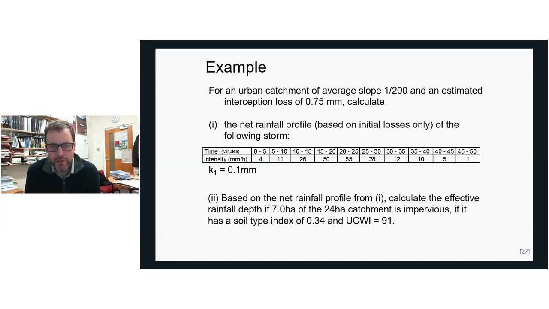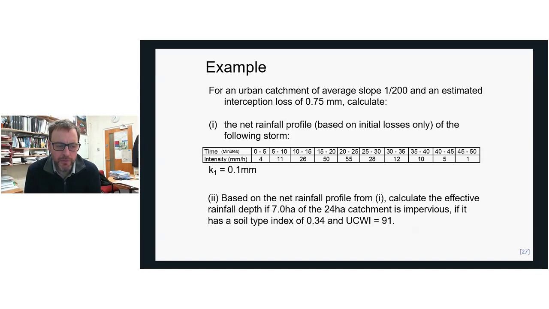If you remember back from a few slides ago, it enables us to calculate the depression storage. Okay, so the first stage of this question is to jot down the time and intensity in 2 vertical columns. Then from that I would convert the millimeters per hour to depth of rainfall per 5-minute time step. Okay, and then from that deduct the initial losses, so that's your interception losses and your depression storage. Okay, and that's part 1 of that.